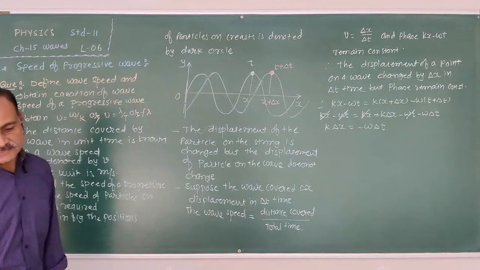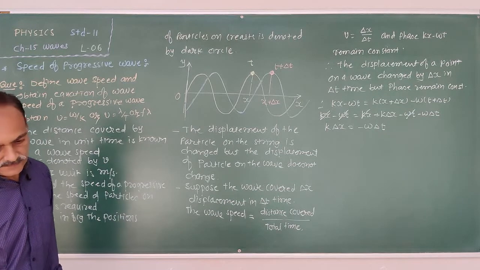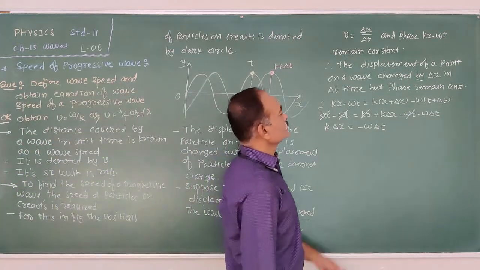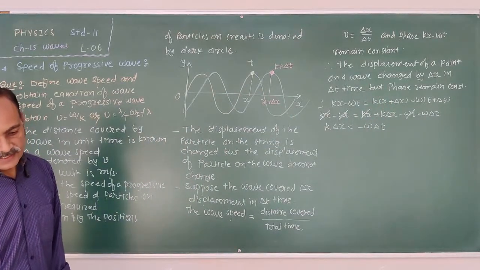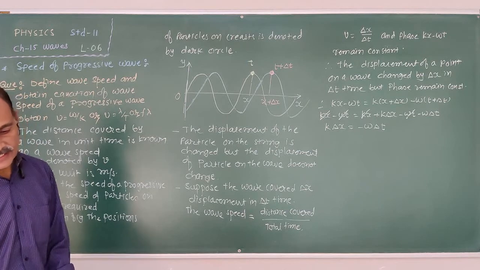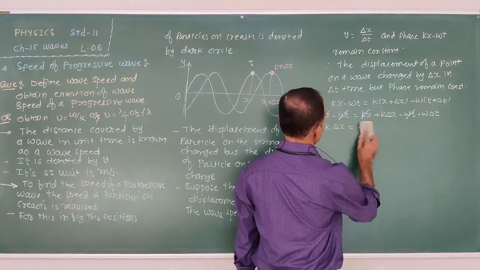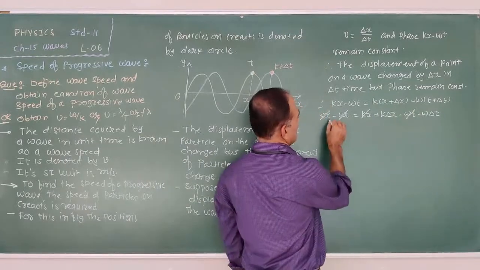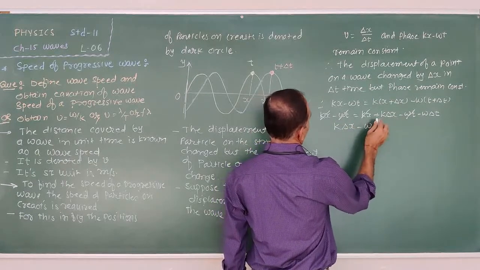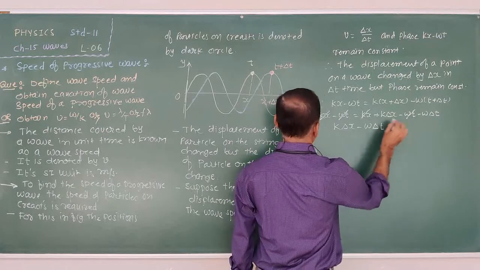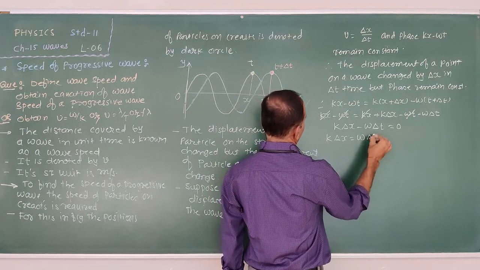And also the total phase becomes 0. Now in this case, minus omega t plus delta t, therefore the minus omega into delta t. Therefore k delta x minus omega delta t is equal to 0. Here the kx minus omega t, therefore k delta x minus omega delta t is equal to 0. Therefore, k delta x is equal to omega delta t.